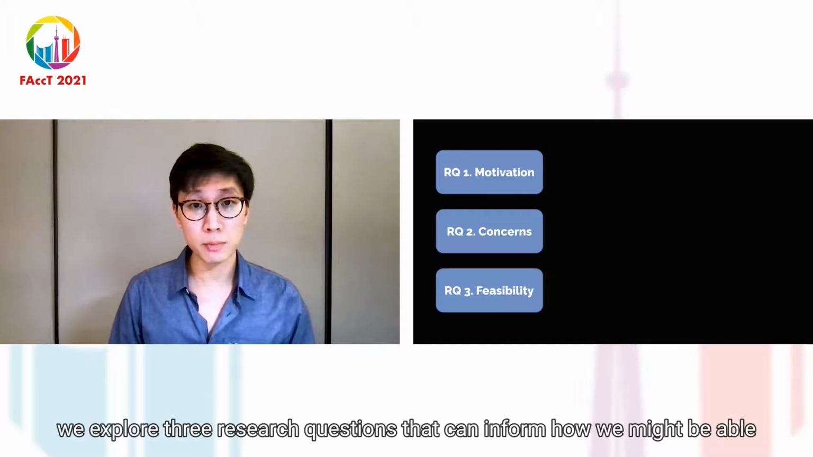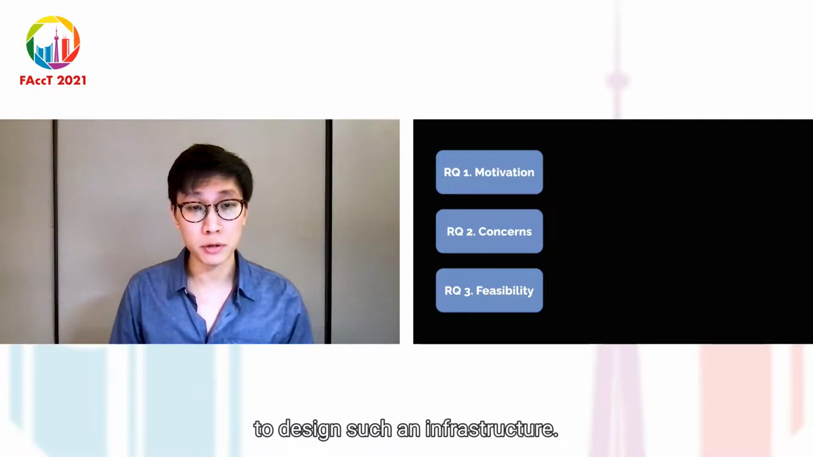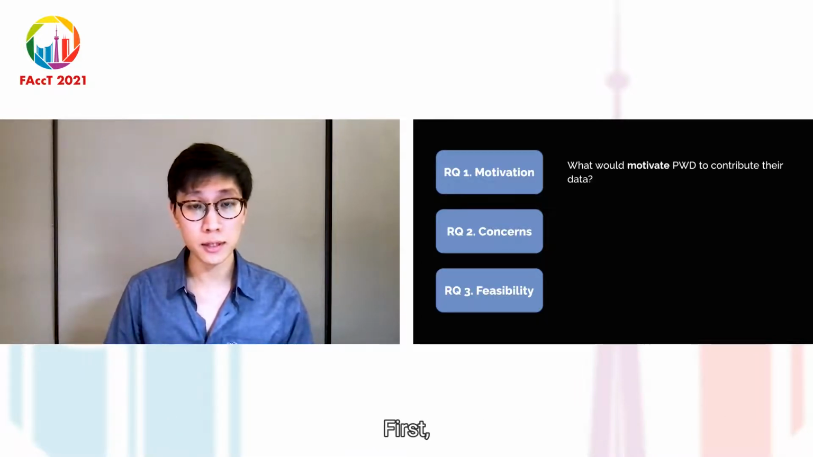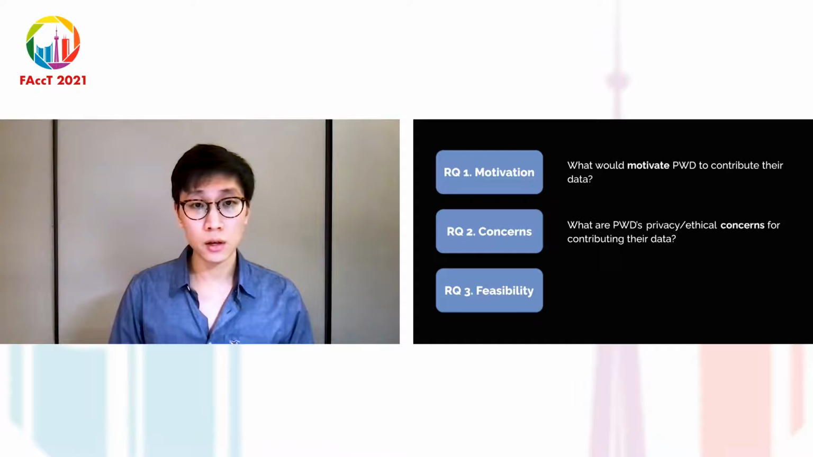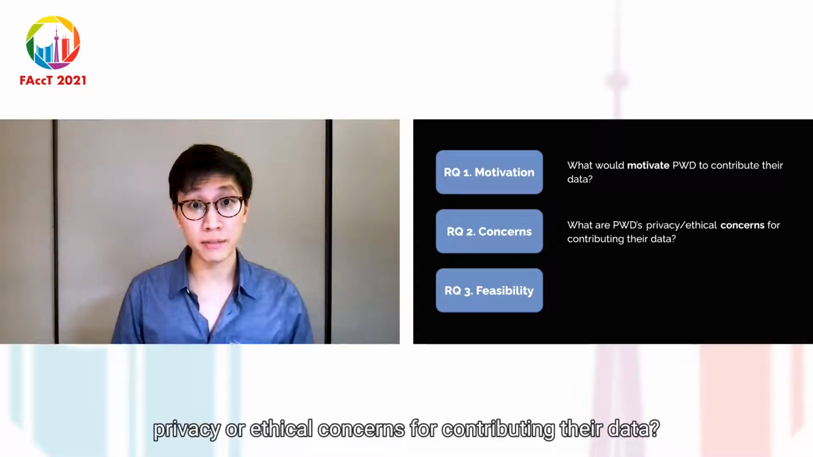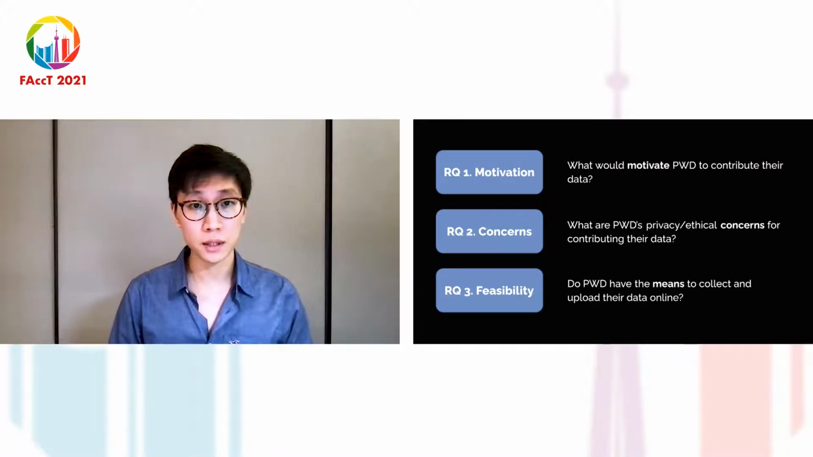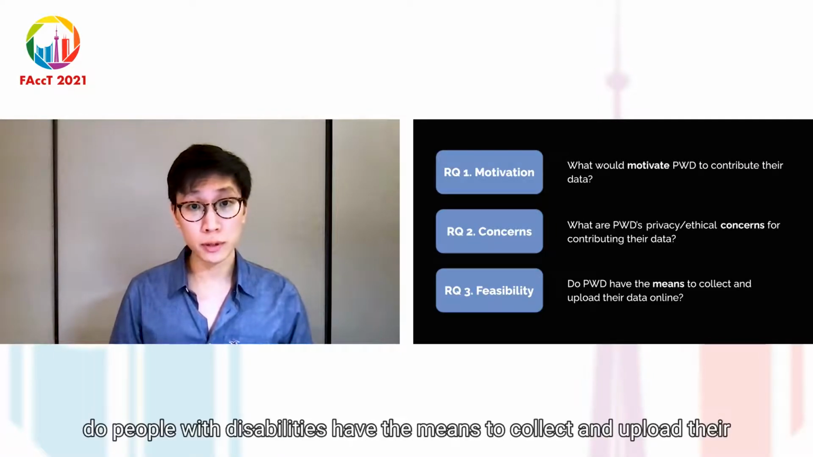To this end, we explore three research questions that can inform how we might be able to design such an infrastructure. First, we asked what would motivate people with disabilities to contribute their data? What are people with disabilities' privacy or ethical concerns for contributing their data? And finally, do people with disabilities have the means to collect and upload their data online?